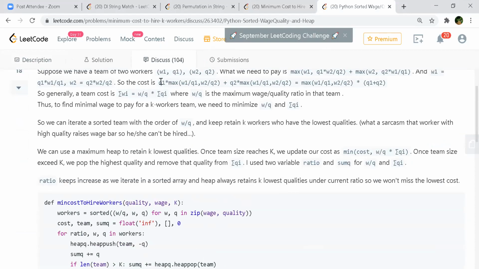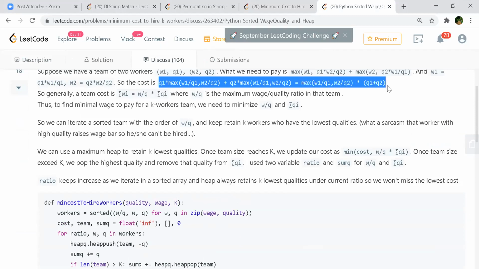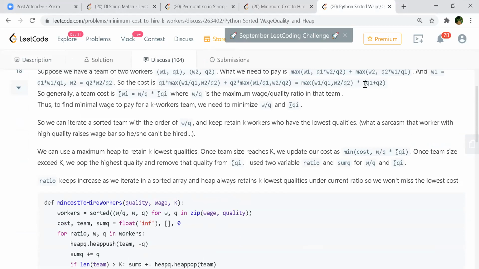So this is what they are calculating, the cost, right? Whatever you explained till now, they're segregating the quality into one place. So the overall formula is this: the summation of total wage W_i, representing the cost, is equal to ratio into the summation of the quality of each worker. Ratio into summation. Yeah, that is what Harsh is also talking about in the chat.